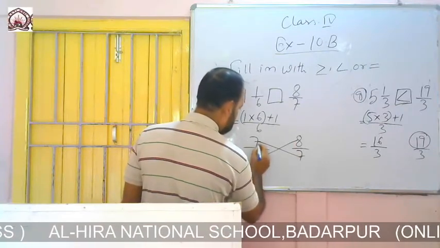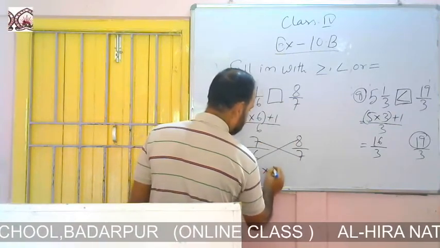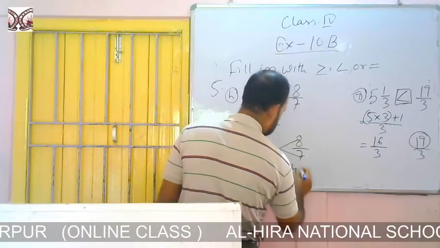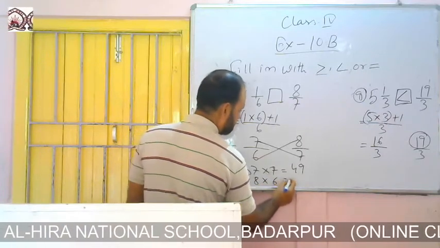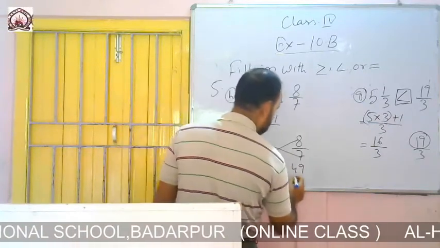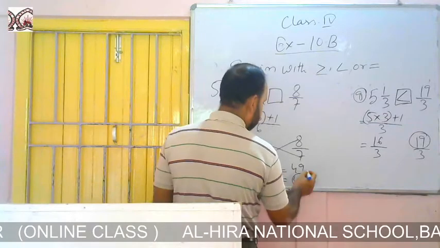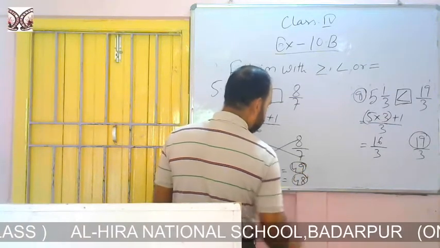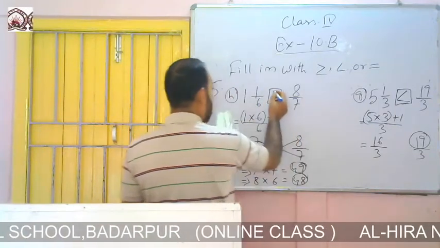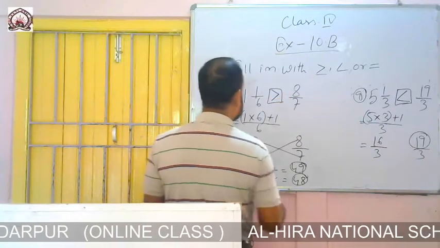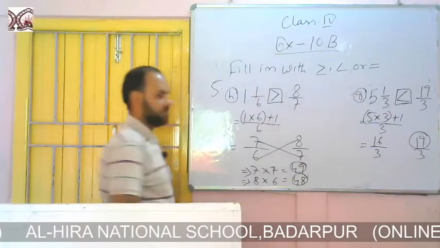Now 7 into 7, 7 7s are 49 and 8 into 6, 8 6s are 48. So 49 is more than 48. So the first fraction is greater than the second fraction. Where we write more than or greater than, 1 1 by 6 is greater than 8 by 7.